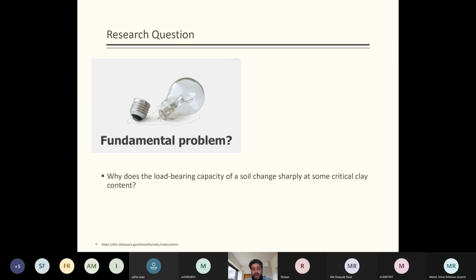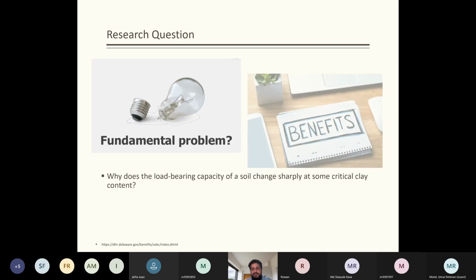This is an example here. Why does the load bearing capacity of soil change sharply at some critical clay content? You are trying to tackle a fundamental problem here because you are trying to understand the behavior of clay, and why the bearing capacity suddenly changes at some particular clay content. This is not a general problem that you are just solving. You are trying to advance the understanding of this topic.